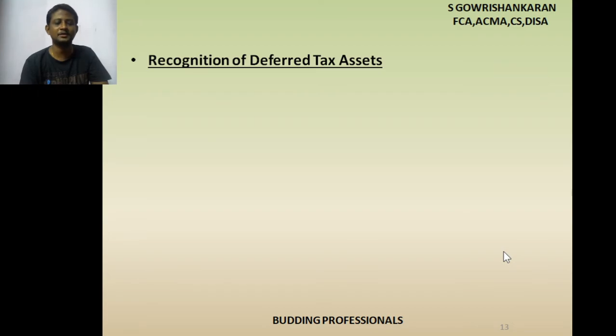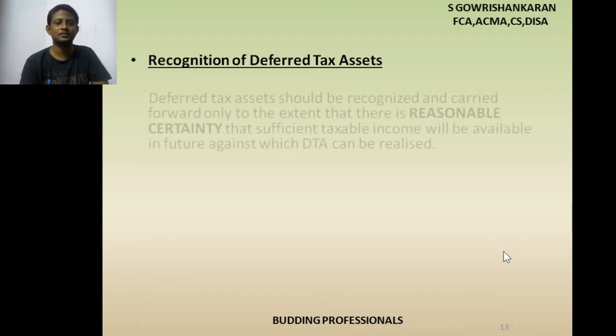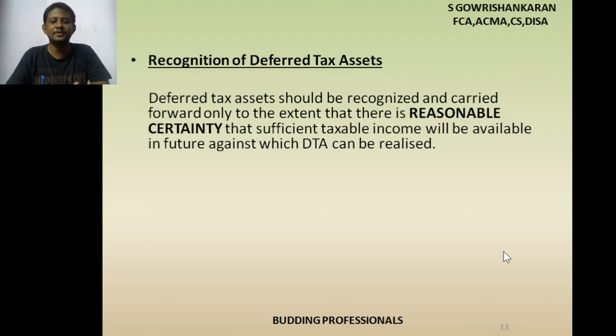What are they trying to say here? Deferred tax asset should be recognized and carried forward only to the extent there is reasonable certainty that sufficient taxable income will be available in future against which the DTA can be realized. If there is no income in future, there is no profit in future. If there is no profit, then I cannot debit my P&L account for this DTA. There should be some profit on which I can debit these expenses. Correct or not? If there is no revenue, there is no profit. Then I cannot debit my P&L account.